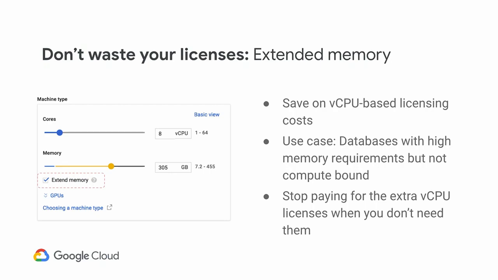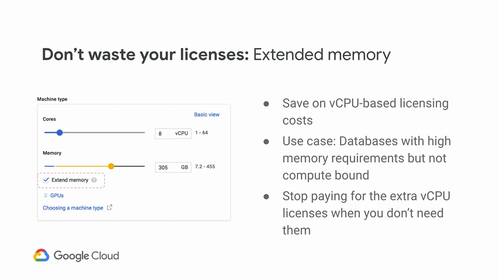You also may have some workloads that are heavily memory-bound and not compute-bound. So databases are a great example of this, where you need a whole boatload of memory and not a lot of compute power. And so we have a feature called extended memory that's directly addressed at this type of use case. And the idea here is that extended memory allows you to create VMs with much higher memory to vCPU ratios than you can get with custom machine types or predefined machine types.